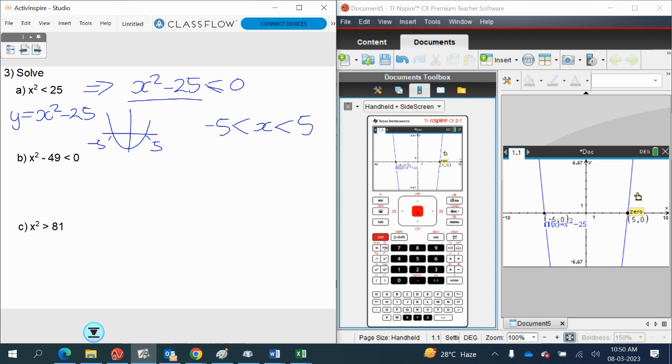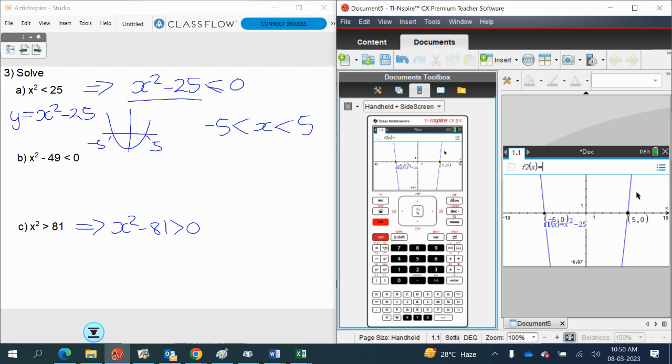And we do this last problem, because this one's a little bit different. In this last problem, we rearrange it. We get x squared minus 81 is greater than 0. What does that mean? That means that the expression has to be positive.